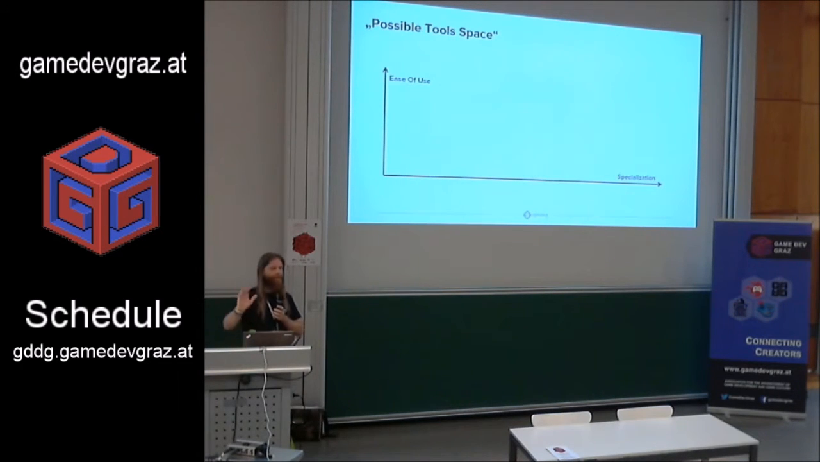I define a possible tool space. On the vertical axis, we have the ease of use. So how easy is it to get the stuff done with this tool? And on the horizontal line, we have how specialized the tool is. The more specialized the tool is, the tighter the domain it can be applied to. Examples: you have a C compiler, it's extremely generic, but especially if you have never used it before, it's very hard to use, so it would be in this area here. So not much specialization and not much ease of use.